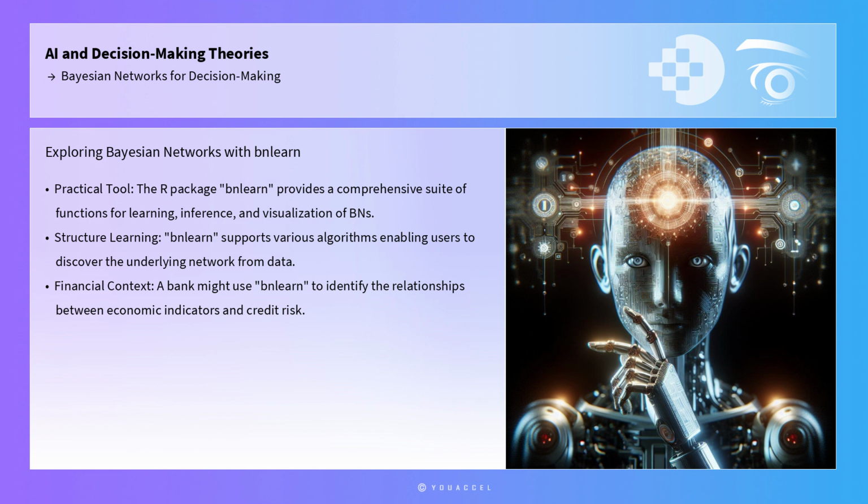In addition to Netica, another practical tool for working with Bayesian networks is the R package BN-Learn, which provides a comprehensive suite of functions for learning, inference, and visualization of BNs. BN-Learn supports various algorithms for structure learning, enabling users to discover the underlying network from data. For example, in a financial context, a bank might use BN-Learn to identify the relationships between different economic indicators and credit risk. By understanding these dependencies, the bank can develop more accurate risk assessment models and improve its decision-making processes.